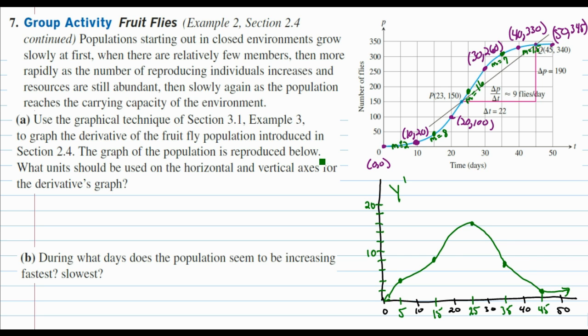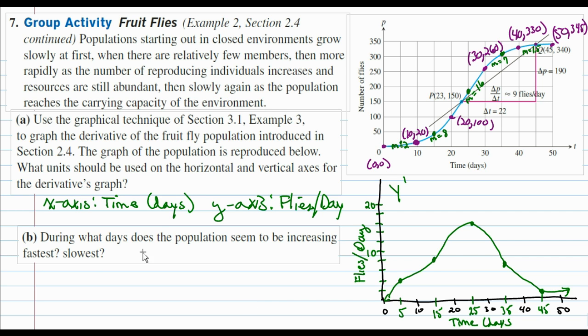It says the graph of the population is reproduced below. Fine. What units should be used on the horizontal and vertical axes for the derivative's graph? Well, that is a very good question. The x values still represent time in days. The y-axis represents a rate of change, and that change is flies per day. So at about x equals 5, so at 5 days, we're changing at 2 flies per day. At 15 days, we're changing at about 8 flies per day. So the y value here will be in flies per day.